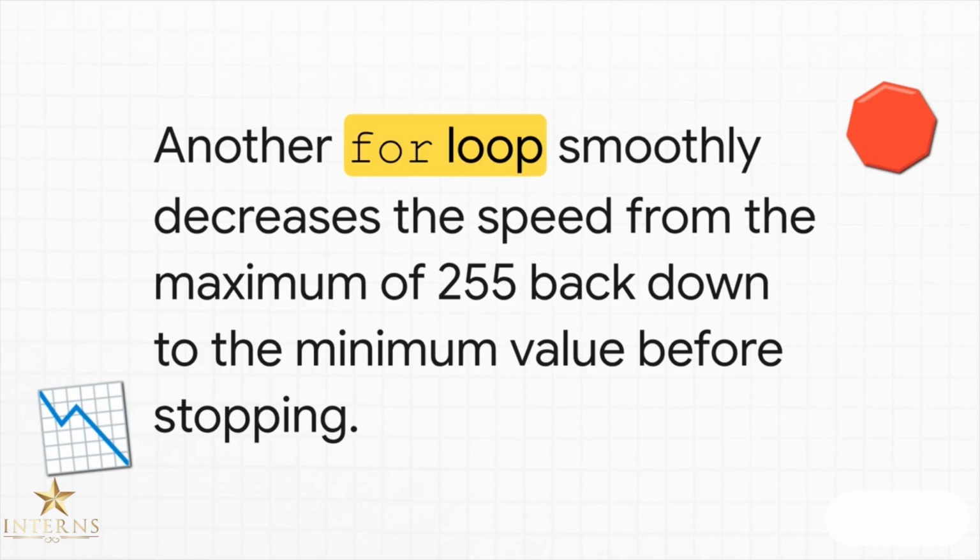And how do you think we slow down? You got it. It's the exact same idea, just backwards. We use another for loop that starts at the max speed, 255, and counts down step by step all the way back to our minimum. This is the secret sauce behind all the precise, controlled movements you see in good robotics.